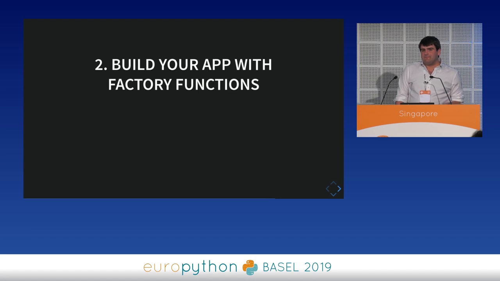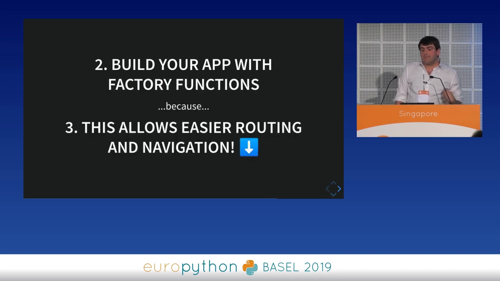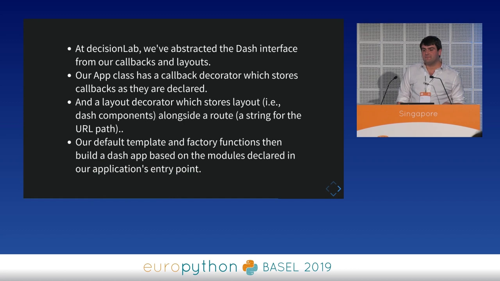The next one is to build your app using a factory function, which might be an unfamiliar term to some, but if you're coming from a Flask world, it's a very common thing to do. Because this allows, in my opinion, you to better control and facilitate routing and navigation. Now, routing and navigation are what allow you to have more than one feature inside your app, certainly in Dash, because you're able to have different pages.